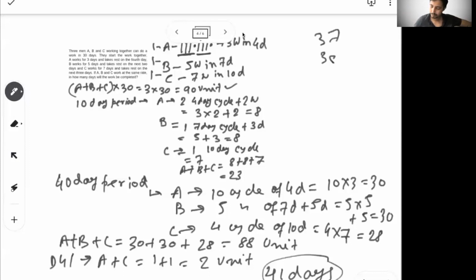37, 38, 40, 42. You possibly choose 42 because that's easy, 40 is easy to calculate. And then you see 40 pay if you are doing 88 units, and that means the other two cannot be the answer. Possibly it is 41 maybe. So the other two cannot be the answer, because at the end of 40 days, if you're doing 88 units, at the end of 37 or 38 days, you cannot possibly do the 90 units. So it should be something higher than that. So that way you can go about it.